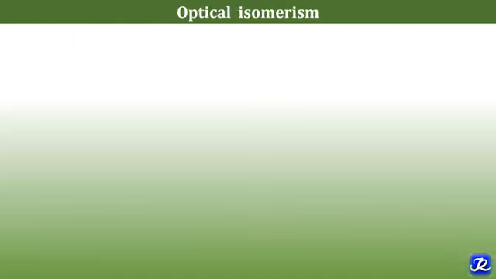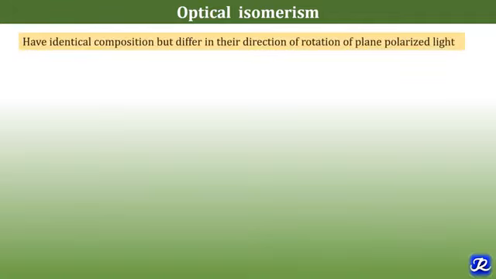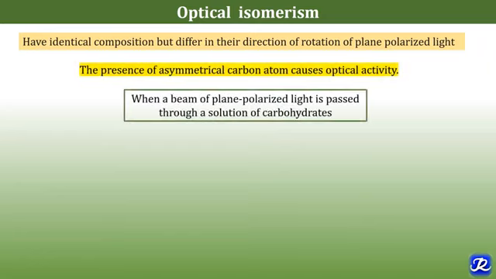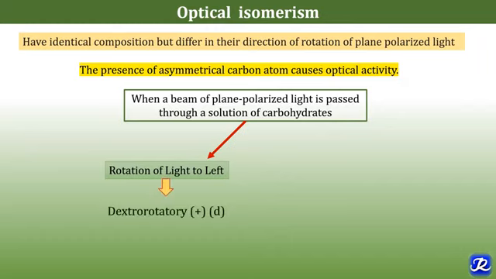What is optical isomerism? It depends on the optical activity. It is the capacity of a substance to rotate the plane polarized light passing through it. And these optical isomers have identical composition, but they differ in their direction of rotation of plane polarized light. And the presence of an asymmetrical carbon atom causes optical activity. So when a beam of plane polarized light is passed through a solution of carbohydrates having optical activity, if the light is rotated to the left, it is called as dextrorotatory, and it is denoted by plus sign and small d.